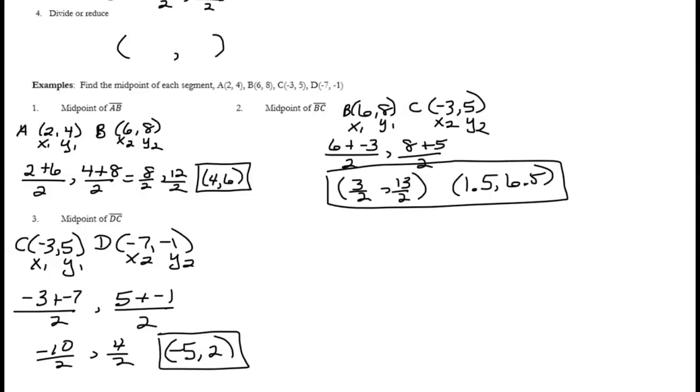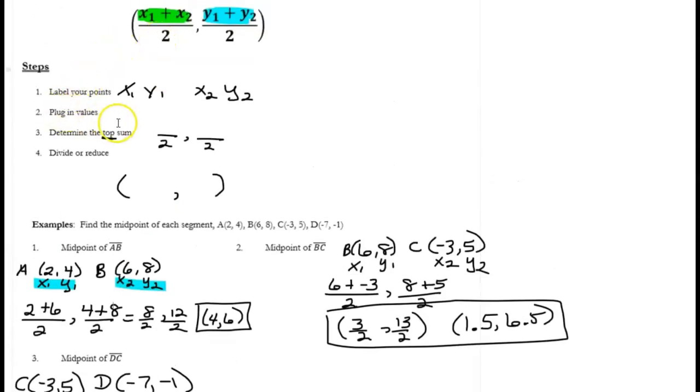It's a pretty easy formula to use, but I will tell you where people are going to make a mistake: when they do not take the time to label. Label your points. This does not take that much time, and it usually cuts down 90% of errors. So remember these steps: label your points, plug in your values, find your answers on the top, and then reduce or divide.